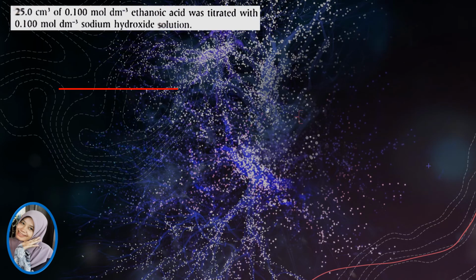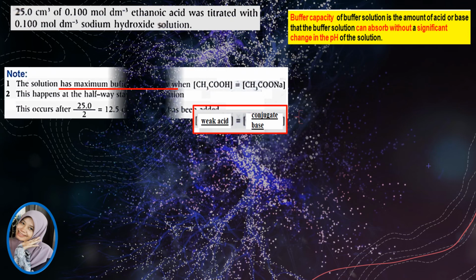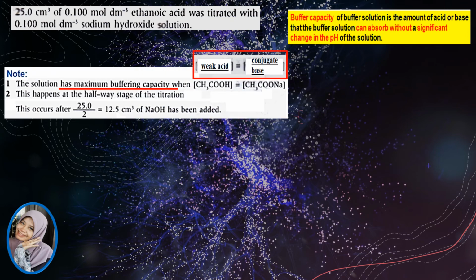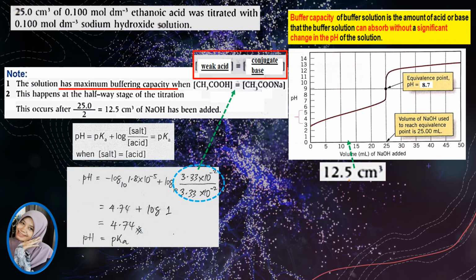Okay guys, one of the characteristics of buffer solution is its buffer capacity. Buffer capacity of buffer solution is the amount of acid or base that the buffer solution can absorb without a significant change in the pH of the solution. And the solution has maximum buffering capacity, and this happens at the halfway stage of the titration. For the buffer action to be effective, the ratio of concentration of salt to the concentration of acid can only be varied within the limits of about 10/1 to 1/10, that is, pH equal to pKa plus minus 1.